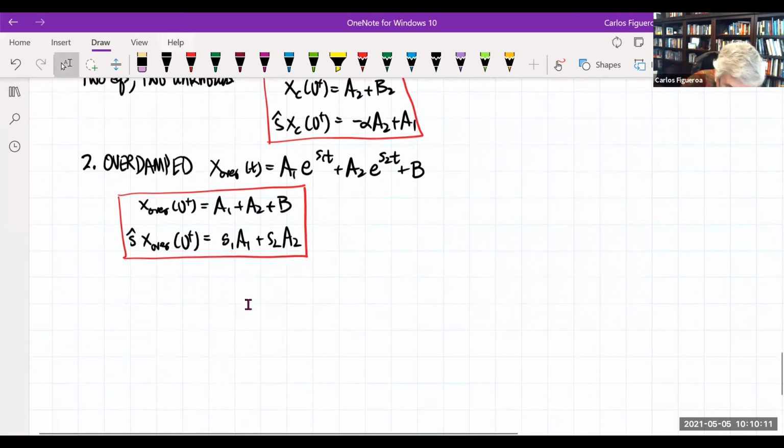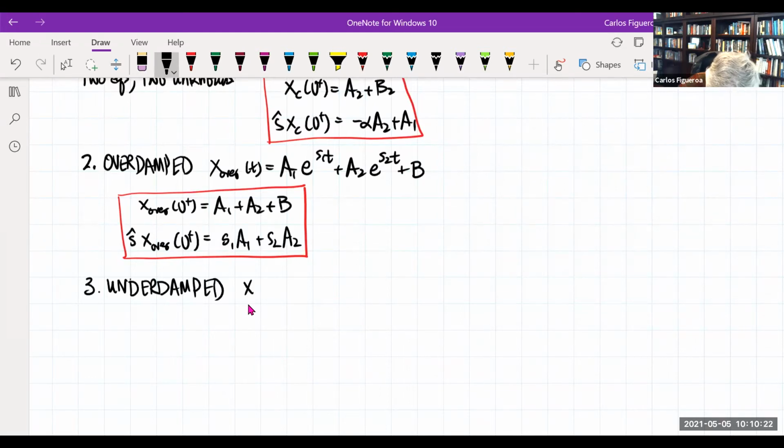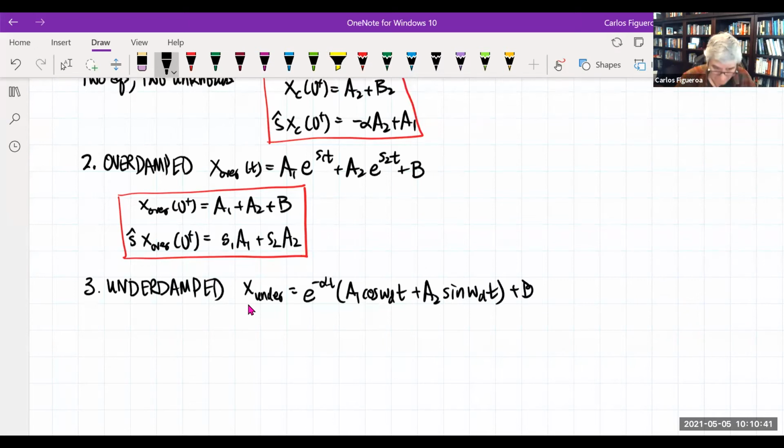And then the same thing happens with underdamped. Underdamped, of course, has more algebra, because of the cosines and the sines. So in this case, for underdamped, I'm going to get e to the minus alpha t, a1 cosine omega d t plus a2 sine omega d t plus b.